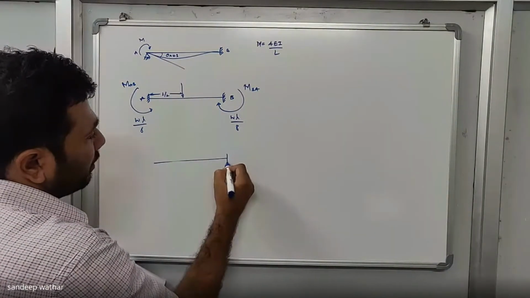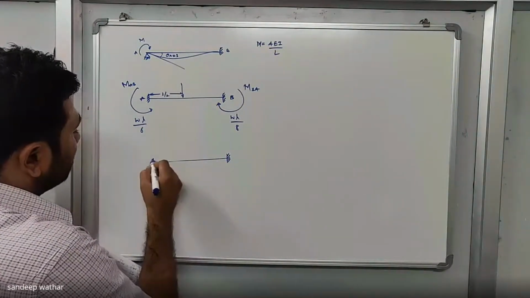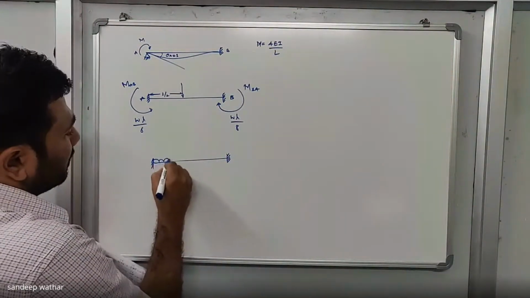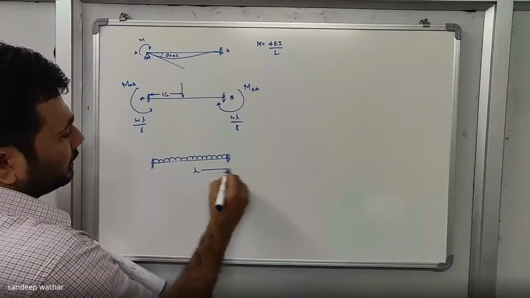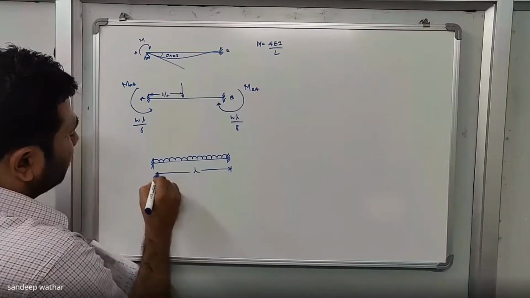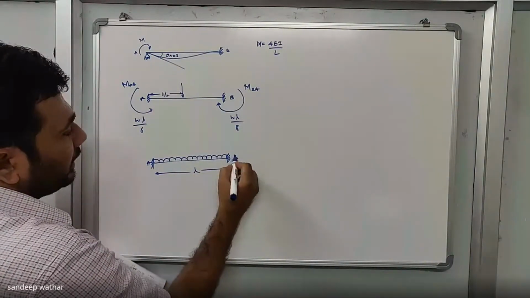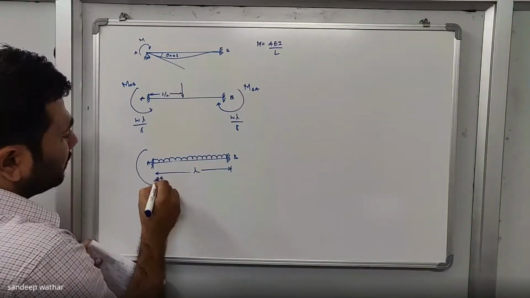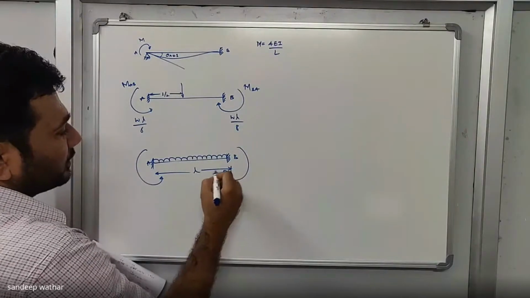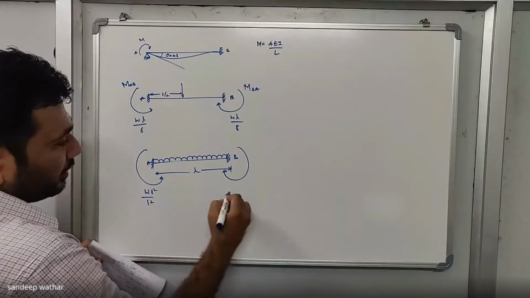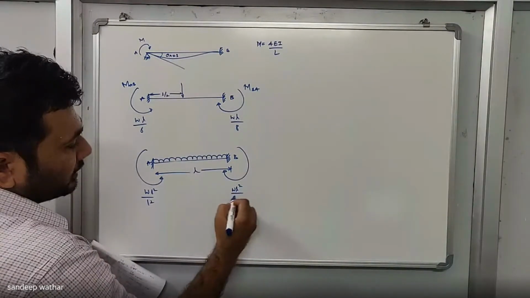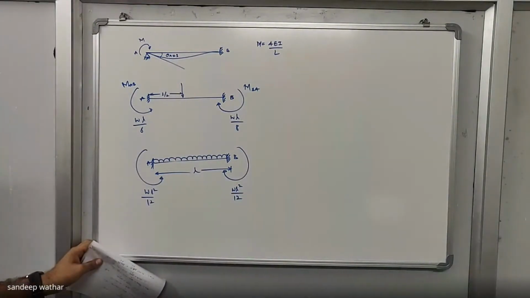I give an example of another condition, which is a fixed beam subjected to UDL. Assuming this length to be L, this is A, this is B. In this case, we will determine how much the fixed end moments will be. So this will be WL square by 12. Let me just give you a brief understanding.